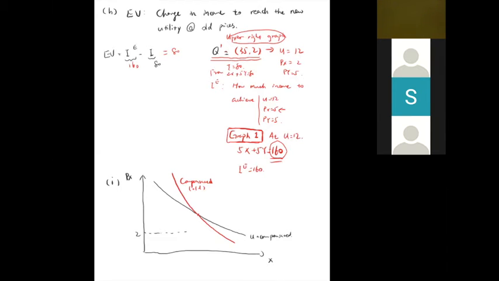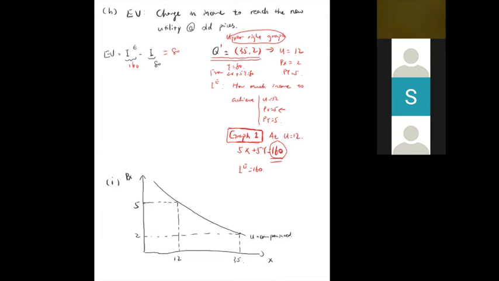Let's not draw these graphs. So for the uncompensated curve, we know that before the price change, when P equals 2, our uncompensated consumption is 35. And when the price increases to 5, our consumption of good X becomes 12. So these 2 points just correspond to the Q.